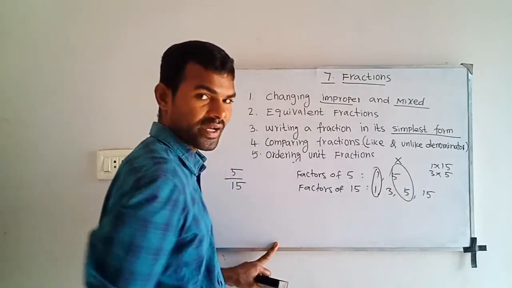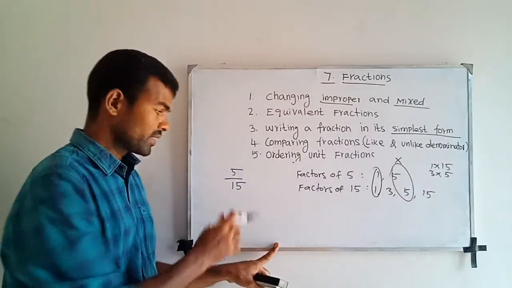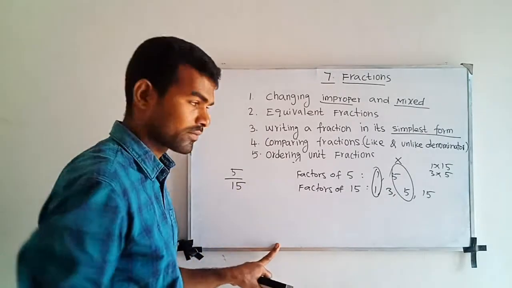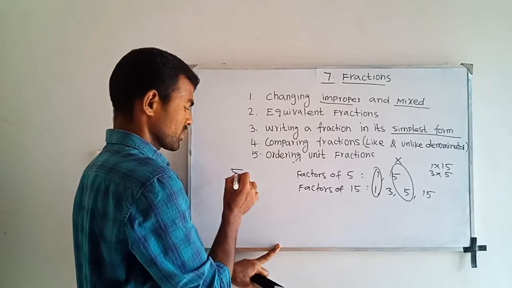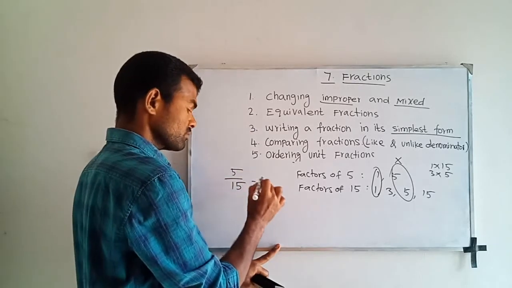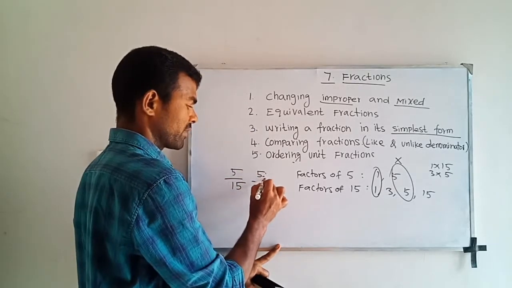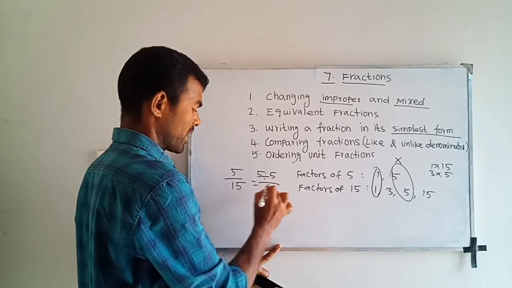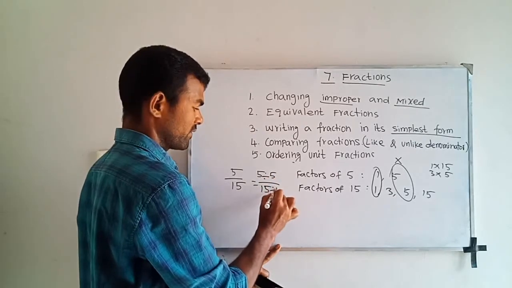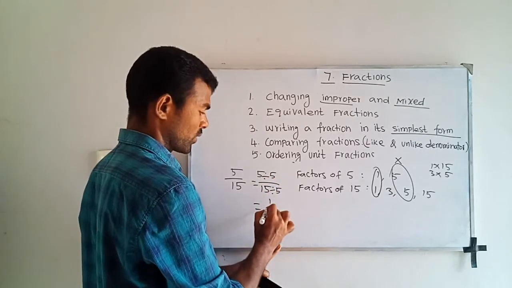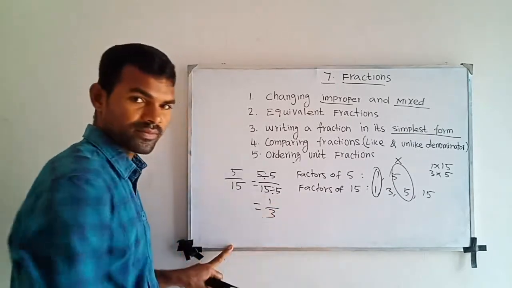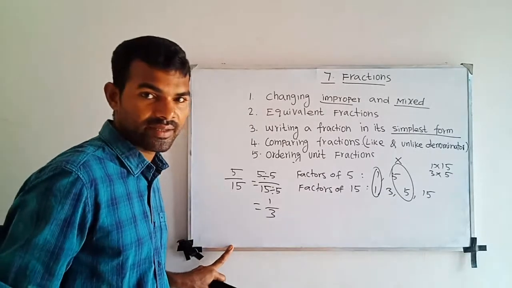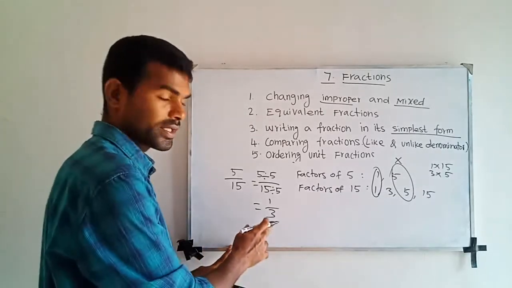Cancel the 5. So how will we cancel? Divide both the numbers by 5. 5 divided by 5 and 15 divided by 5. So what's the answer? 1 by 3 is the answer. See now, in 1 by 3 there is no common factor except 1. Like this form.